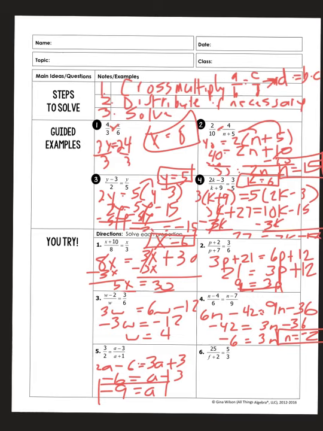All right, cross multiply. F plus 2 times 5 is 5f. 5 times 2 is 10. 25 times 3 is 75. Subtract 10 from both sides. 75 minus 10 is 65. And 5 goes into 65 13 times.